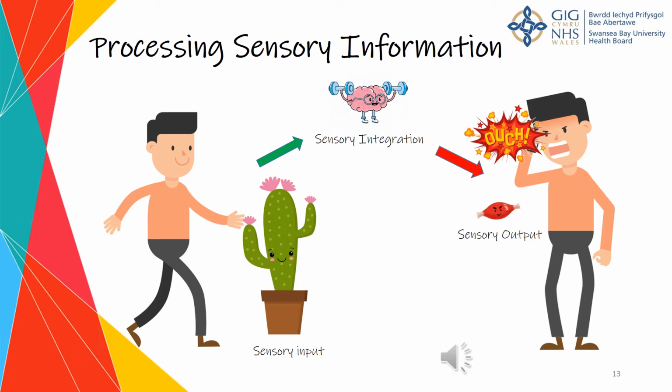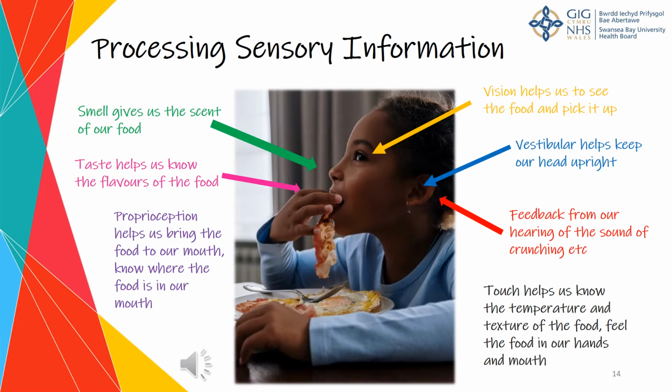And some people may take longer to respond to the sensory information or may not perceive the pain as harshly as others. Our sensory system helps us to make sense of the information that we receive from all of our senses in order to carry out a task effectively. So for example, we need all of our senses when eating. Our sense of smell helps to determine the scent of our food and can help us to know what it is without seeing it, and whether we may like it or not.